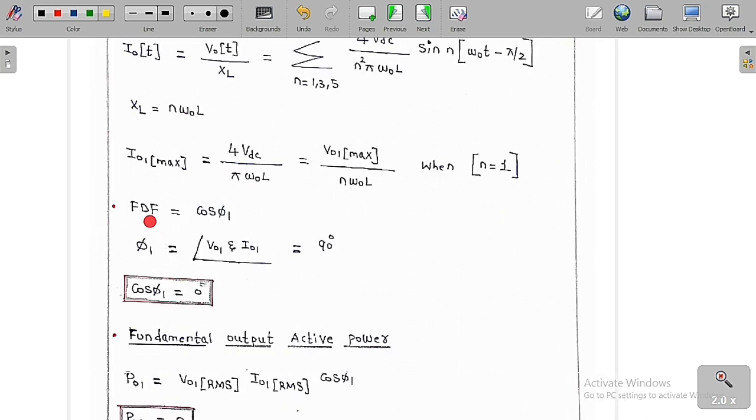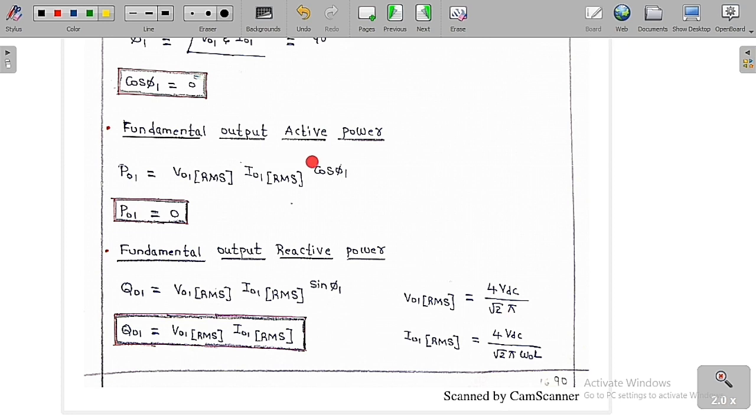So now we are going to find the fundamental displacement factor, which is cos phi 1. Phi 1 is the phase angle between the fundamental output voltage and the fundamental output current. As you can see clearly, the angle between them is nothing but 90 degrees. Therefore cos 90 is equal to 0. So the fundamental displacement power factor is equal to 0.